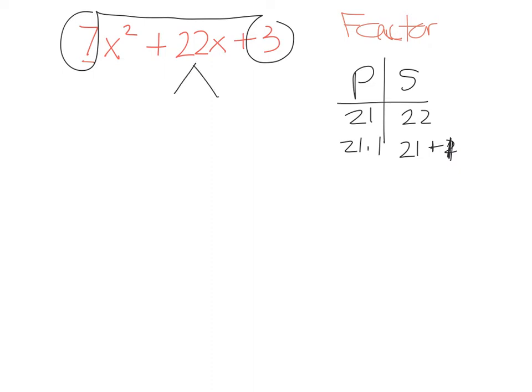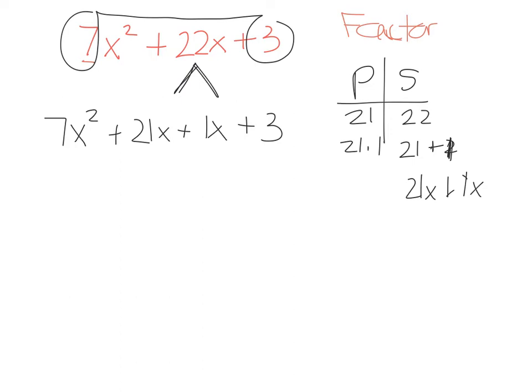I need to rewrite this from 3 terms into 4 terms, splitting up 22x into 21x plus 1x. So that gives me 7x squared plus 21x plus 1x plus 3. And I'm ready to do grouping because there are now 4 terms ready to group. So I'm going to group the first two, the next two.